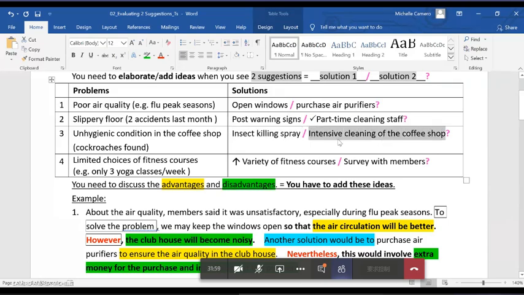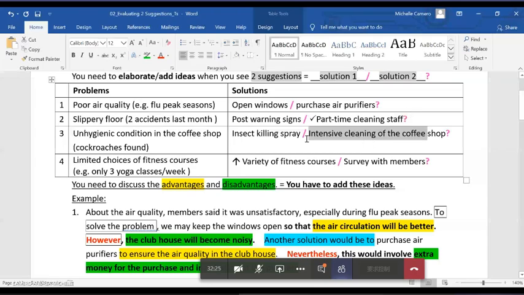So notice I use the word have. Notice here, they do not give you verbs. I had to add the verb use insect killing spray, or have intensive cleaning. Intensive cleaning just means major big cleaning, like cleaning that might take all day long. You know, with insect killing spray, you can just kind of walk around the room and spray some stuff.